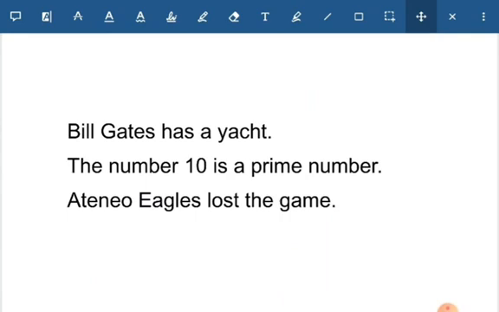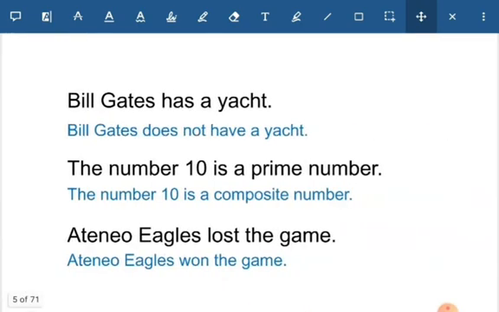So maybe if you have an onlooker, di ba? Or maybe if you watch a documentary of Bill Gates' life, or maybe if it was reported in the news, di ba? Na meron palang yacht si Bill Gates. So that would make the statement true. The number 10 is a prime number. So if you Google it, or if you look at a reliable math book, you can confirm, di ba, the truth of this statement. Ateneo Eagles lost the game. Well, for example, you watch the game in television or in the stadium. So you can know if this one is true or false.